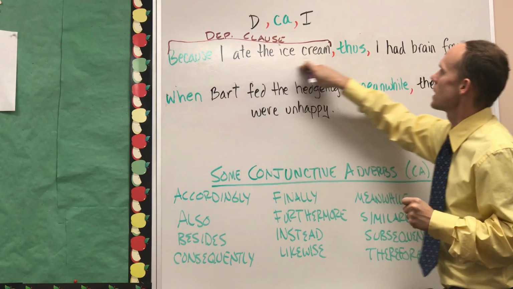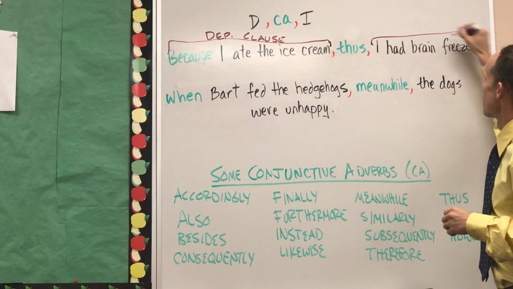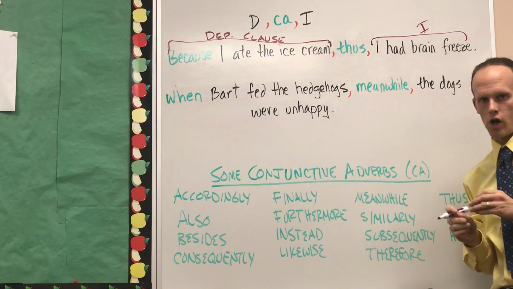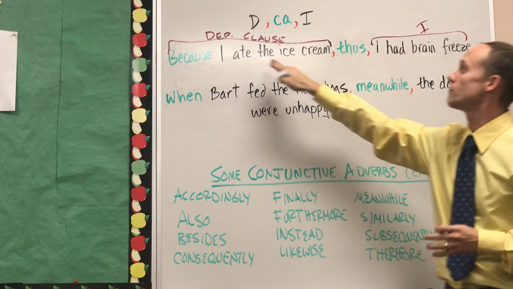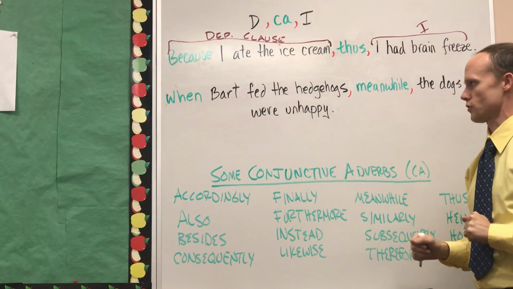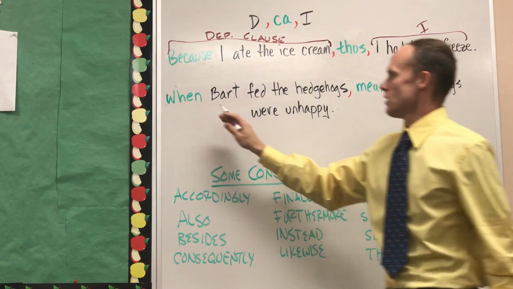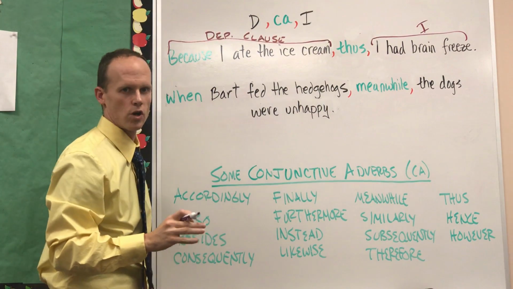I have, because I ate the ice cream, thus I had brain freeze. Okay? This right here is my independent clause. It can stand on its own, it's a complete sentence, and I've finished up the thought of the dependent clause. That's the first one. The second one, right here: when Bart fed the hedgehogs, meanwhile, the dogs were unhappy.